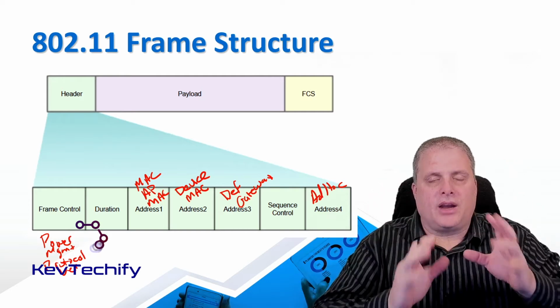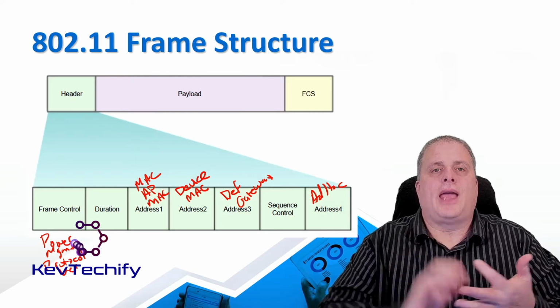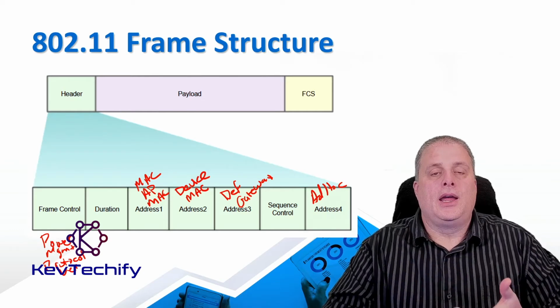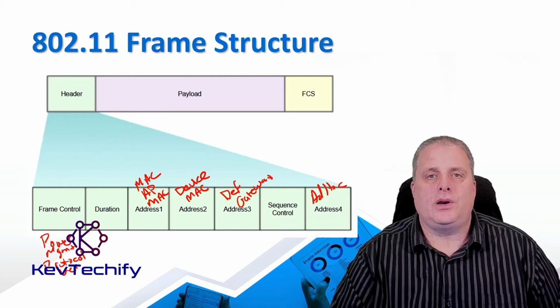And you got to think of every device you got to go through. You go from your end device wirelessly to the access point, to the default gateway. And you got to keep track of all that. And that's what this 802.11 frame does for wireless.